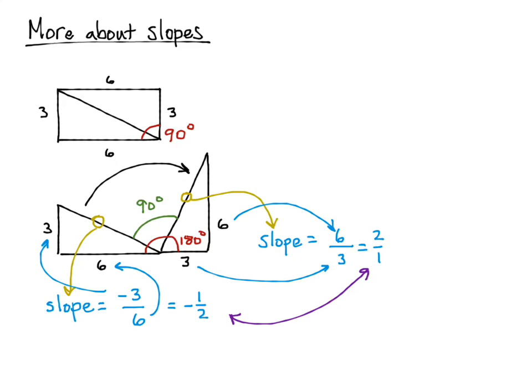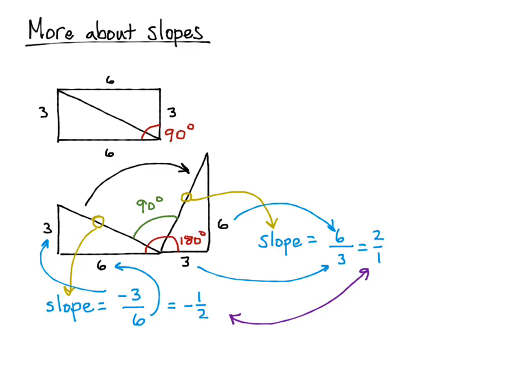Now I could have simplified that to just 2, but to illustrate my point, I want to leave this as 2 over 1. If you compare the two slopes, one is the negative reciprocal of the other. So in other words, you set up the fraction, you flip it over, and you put a negative sign in front of it, or if it already has a negative sign, then you make it positive.